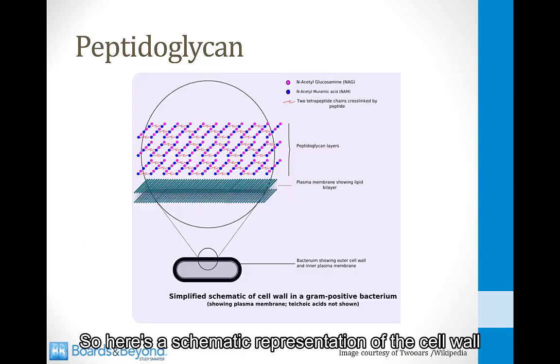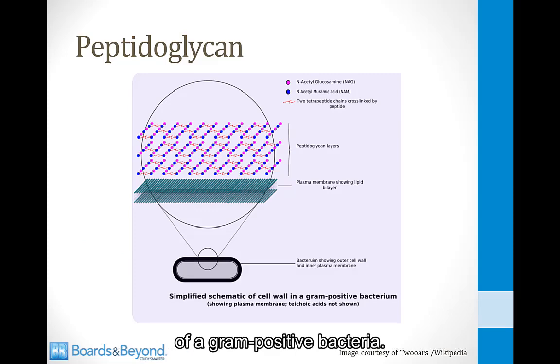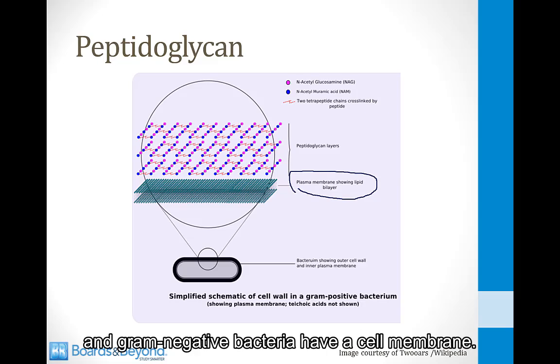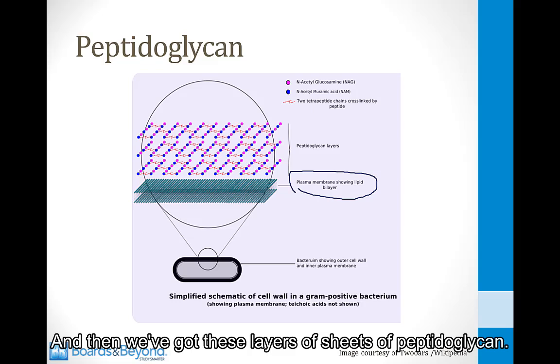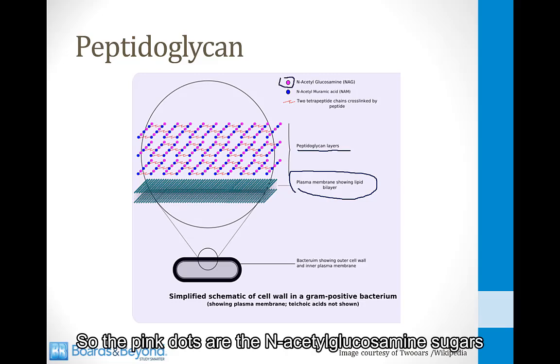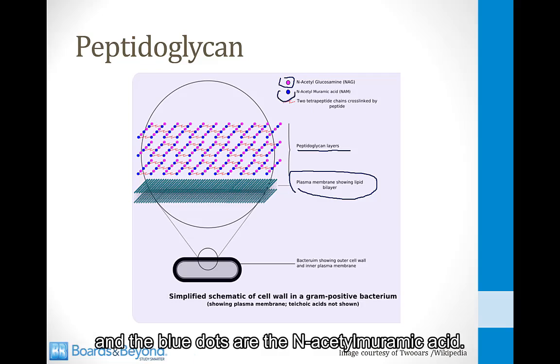So here is a schematic representation of the cell wall of a gram-positive bacteria. First you've got the lipid bilayer, that's the cell membrane. Remember I told you that both gram-positive and gram-negative bacteria have a cell membrane. And then we've got these layers of sheets of peptidoglycan. The sugars are shown by the pink and blue dots. The pink dots are the N-acetylglucosamine sugars and the blue dots are the N-acetylmuramic acid.